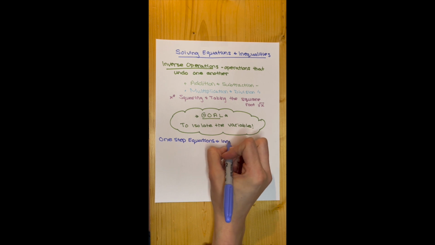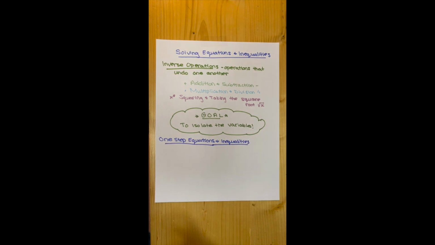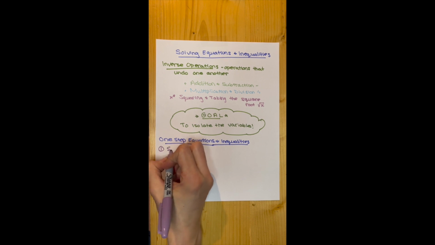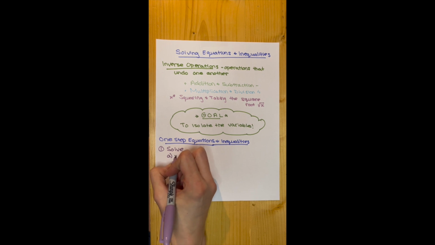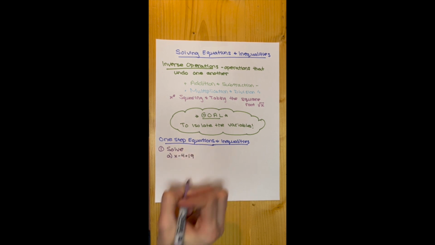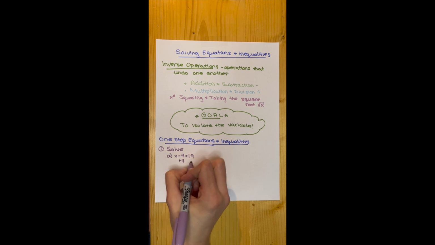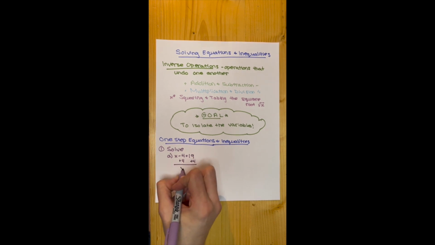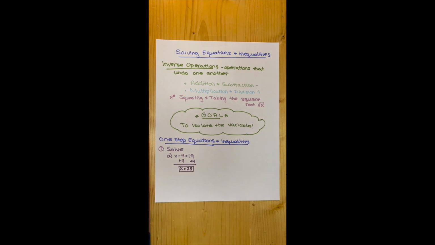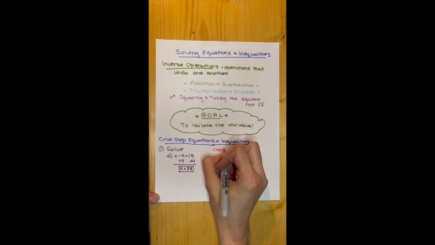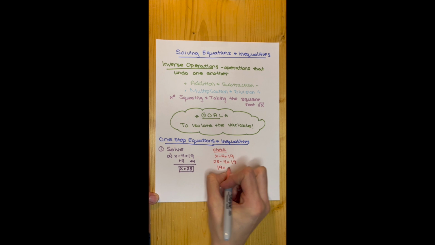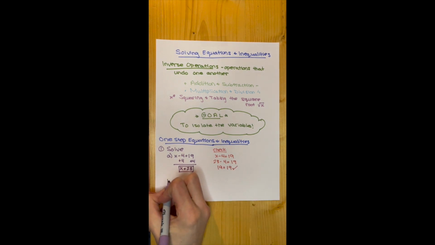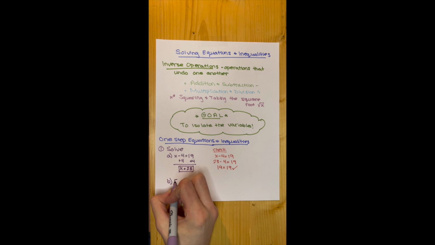First things first, let's look at one-step equations and inequalities. Number one, solve, letter A: x minus 4 equals 19. In order to get x by itself, we have to get rid of this 4, so the opposite of minus 4 is plus 4. We always do it on both sides of the equation to keep it balanced. That equal sign is like a scale. So we get x equals 23, and now we're going to check it. We plug 23 into the original equation where we see x, we get 19 equals 19. So we know we've done it correctly.